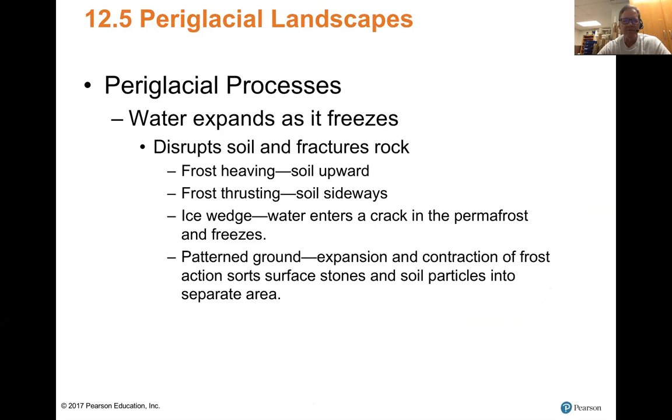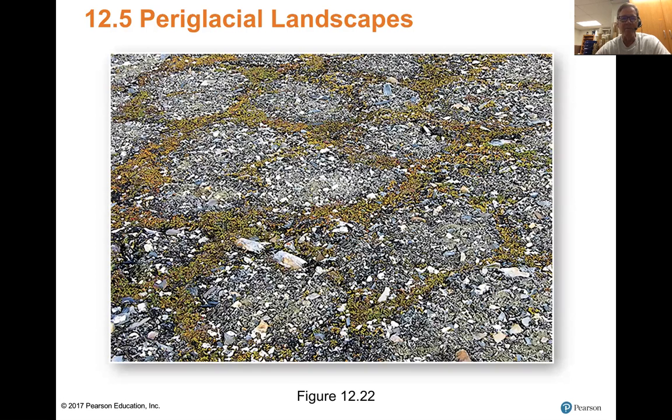And remember, water expands as it freezes, and that will disrupt soil and fracture rocks. So you get different types of features associated with that, like ice wedges, where water enters a crack in the permafrost and freezes, and you get this patterned ground due to the expansion and contraction of frost. Like this, for example. This is what we call a periglacial landscape, a landscape associated with the seasonal thawing of the very top layer of the permafrost.